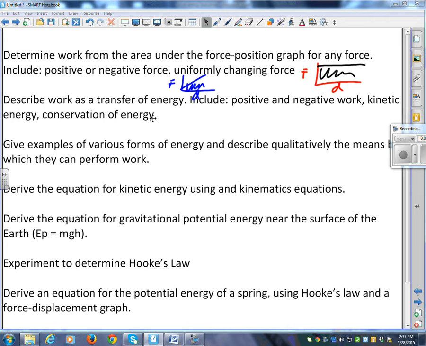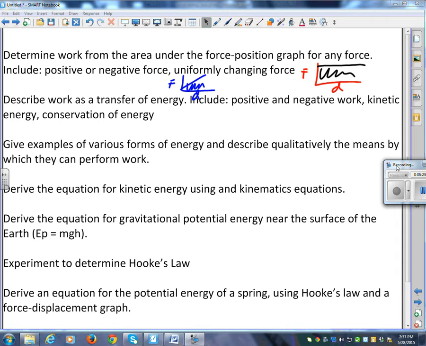Give examples of various forms of energy and describe qualitatively the means by which they can perform work. I don't even really know what that means. I guess kinetic and potential, right? Various forms of energy. How do they do work? Well, kinetic energy applies a force, I suppose. Potential energy, there's the potential for a force. I'm not really sure what that means.